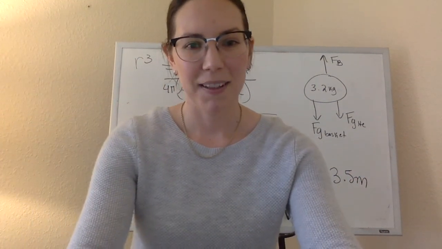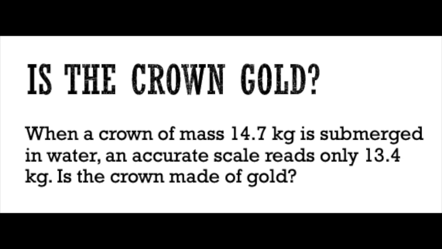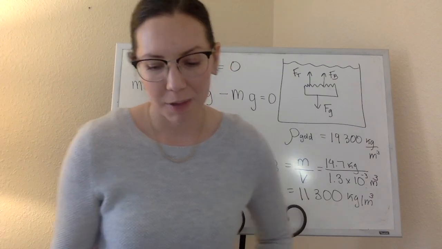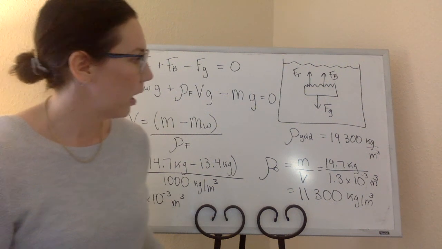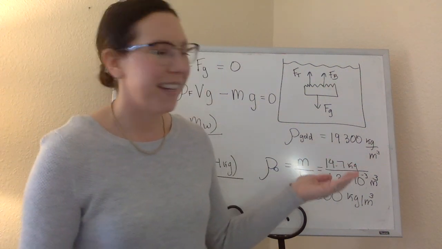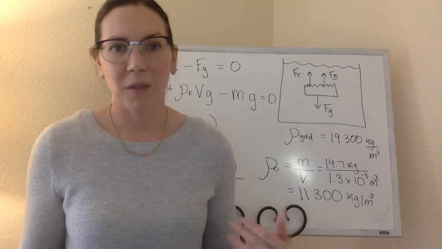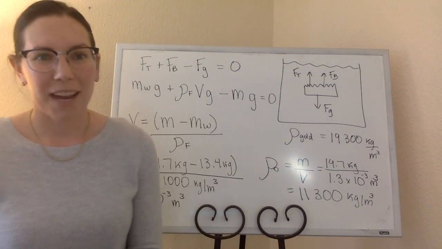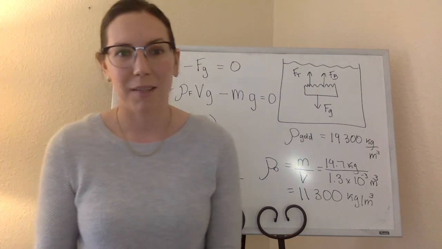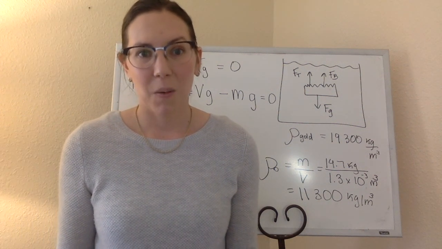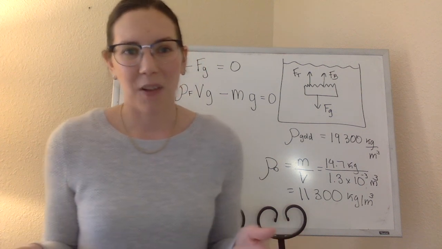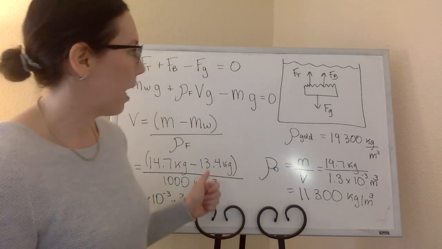All right, next example. When a crown of mass 14.7 kilograms is submerged in water, an accurate scale reads only 13.4 kilograms. Is the crown made of gold? The density of gold in air is 19,300 kilograms per meter cubed, so we can determine the density of this crown by using the buoyant force and the net force acting on it, and then compare to that density of gold to determine if it is in fact gold. All right, so the weight of this crown, its true weight, is Fg, which equals mg.